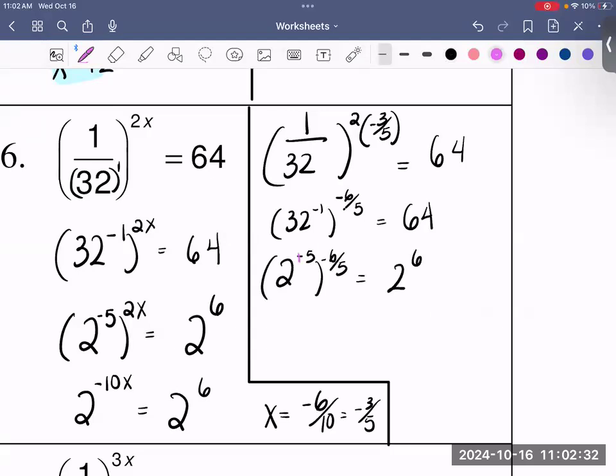And you'll notice that these negatives are going to cancel, and the 5 above is going to cancel with the 5 below because we are multiplying 5 times 6 over 5. So they will cancel. So you're left with 2 to the 6th is equal to 2 to the 6th. So again, another correct response.